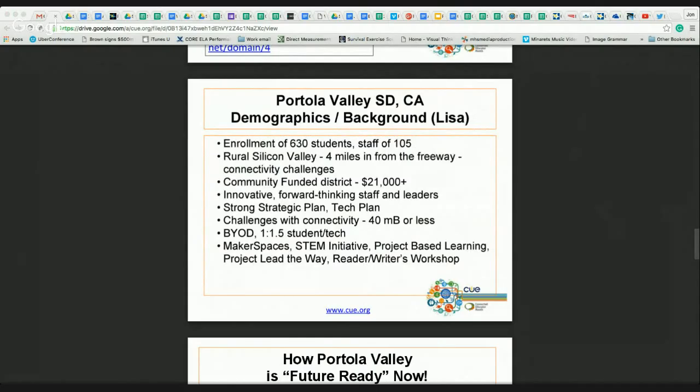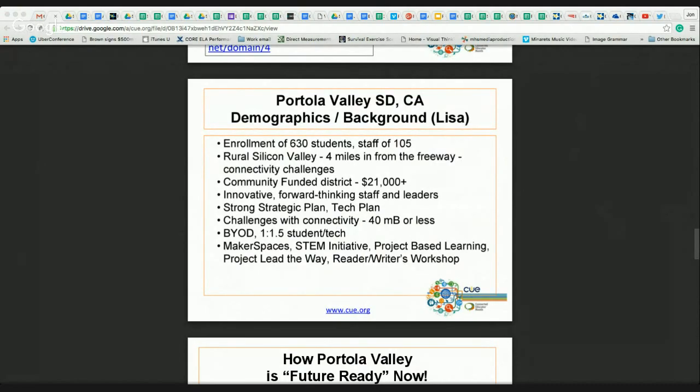That brings with it a lot of positive attributes. We have a great deal of money that comes in from the community to support our programs and support technology. But with that comes really high expectations. So for us, it's always been that balance between the two.